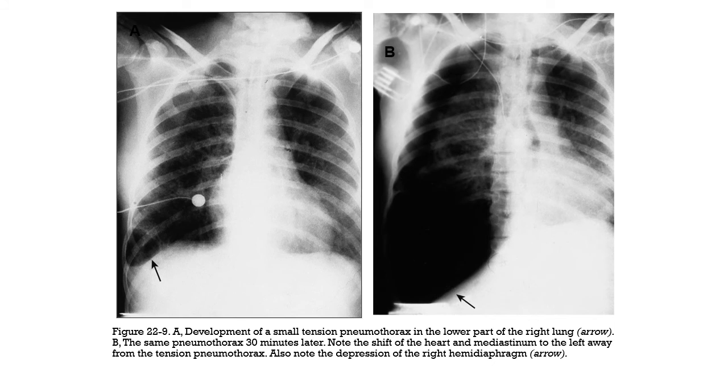This shows development in A of a small tension pneumothorax in the lower right lung where there's an arrow. The same pneumothorax 30 minutes later is shown in B. Note the shift of the heart and mediastinum to the left away from the tension pneumothorax. Also note the depression of the right hemidiaphragm, again where there's an arrow.